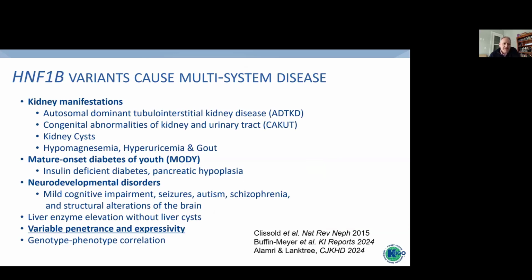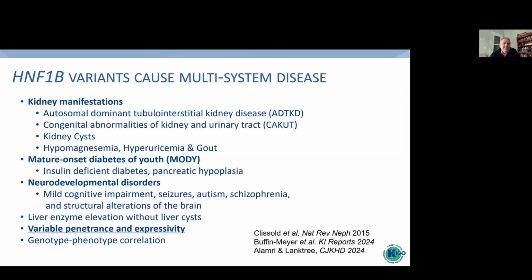And pathogenic variants in HNF1 beta cause a multi-system disease that includes autosomal dominant tubulointerstitial kidney disease, which is the more frequent presentation of HNF1 beta. It can be associated with congenital abnormalities of the kidney and urinary tract, or CAKUT, or kidney cysts have been reported, though the very large cysts in this case were unexpected.